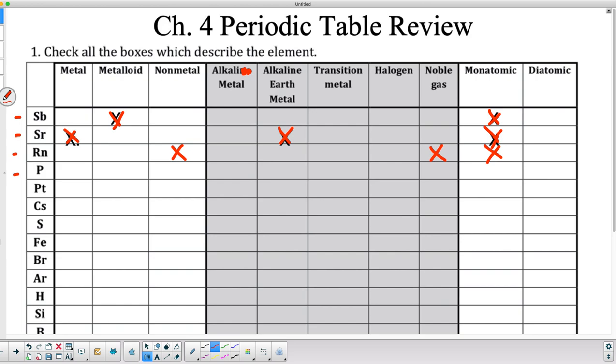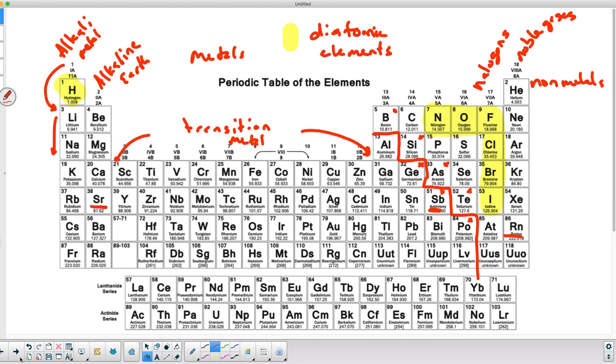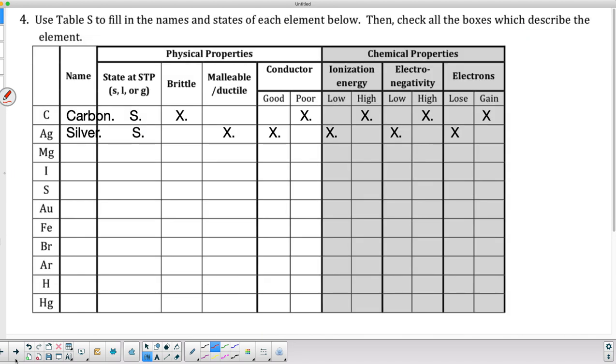I'd like you to go through each one of these and pick the category that they belong to. They will all belong in some category. Now let's take a look at the next one. So we got these here.